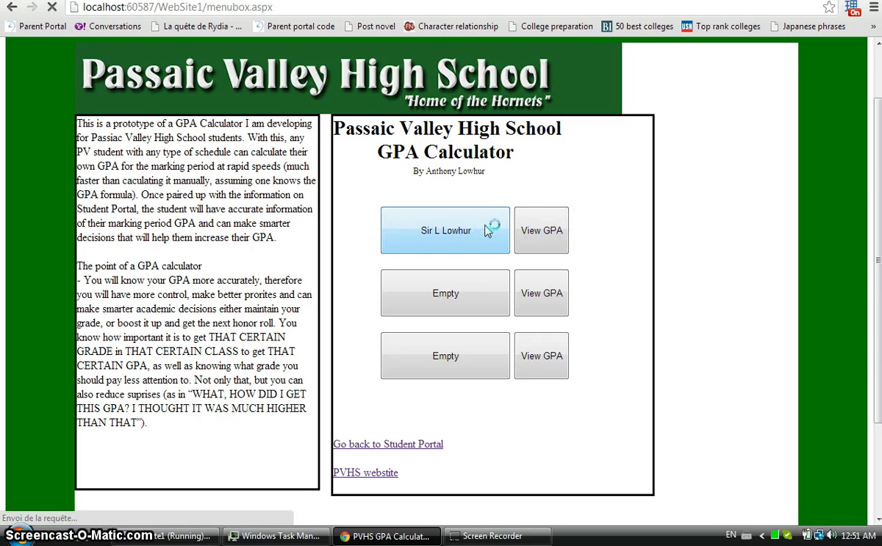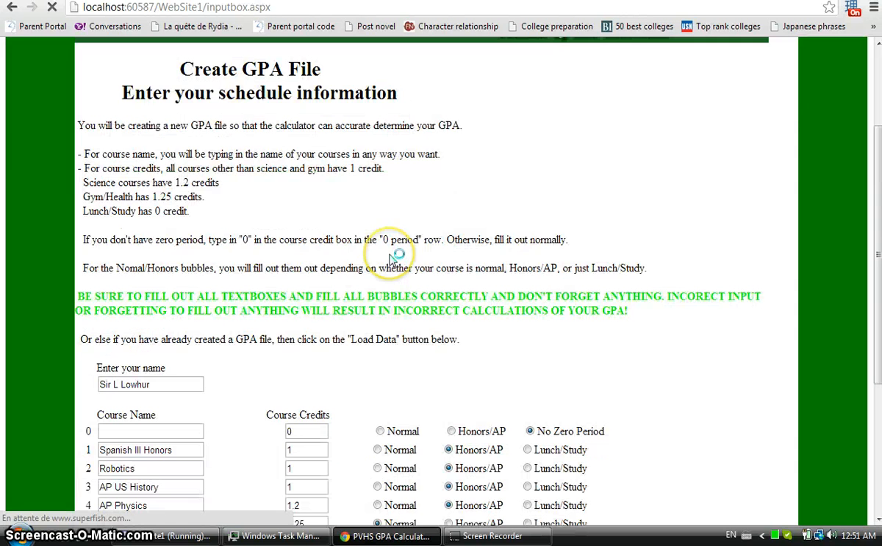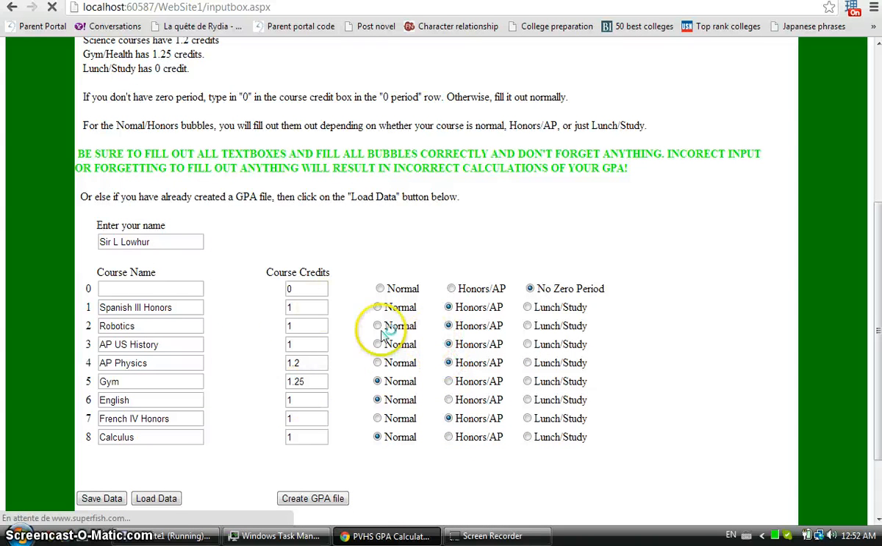So let's go ahead and create our schedule GPA file. After you read this, which is important since it tells you how to fill out this form, you fill out the form according to your schedule. You type in whatever your schedule is, fill it out correctly, then click Saved Data, and then click Create GPA File.